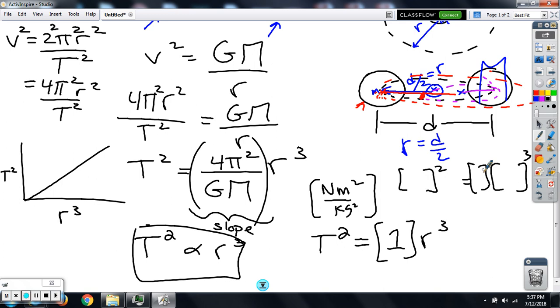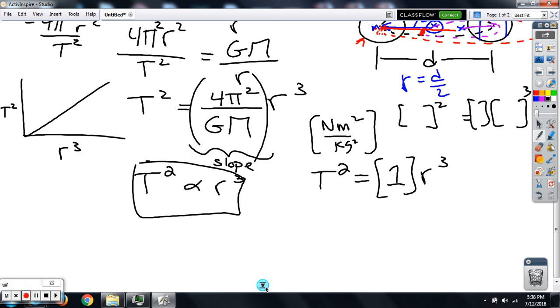But we happen to get the value 1 for that constant, given that you use units of years for the period, and this obscure unit of an AU, which is an astronomical unit. That's the average distance from the Earth to the Sun. We use that for units of R.